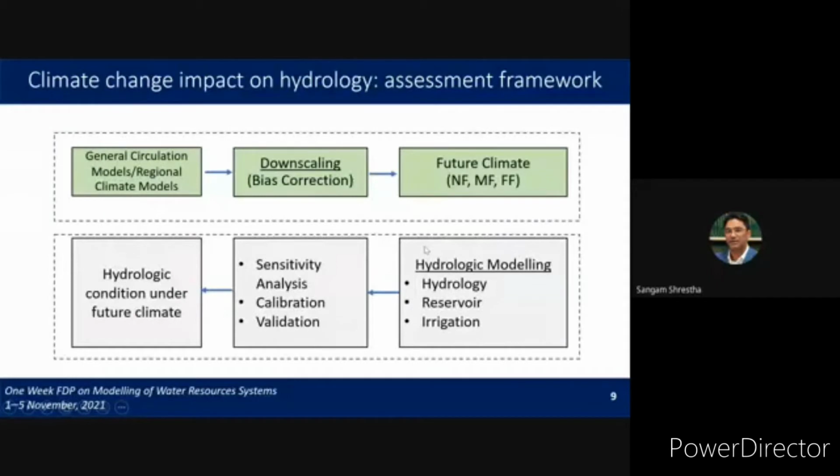So to summarize, assessment of climate change impact on the hydrology is a two-step process. In the first step, we generate or construct the future climate scenario of that location, and we use that future climate data and feed it into the hydrological models, and we generate the hydrological conditions under the future climatic conditions.